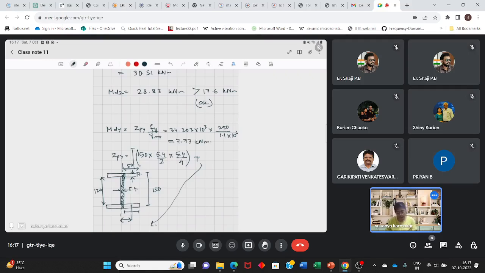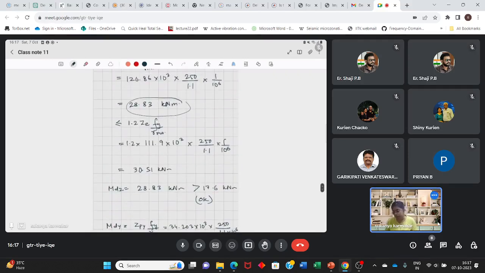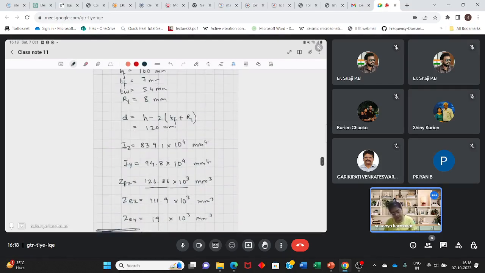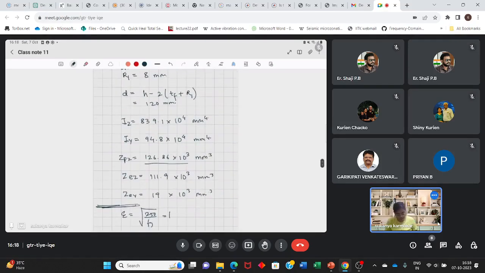Then you need to check this number as well. 1.2 Ze divided by gamma m0. So Zey is there, 19 into 10.